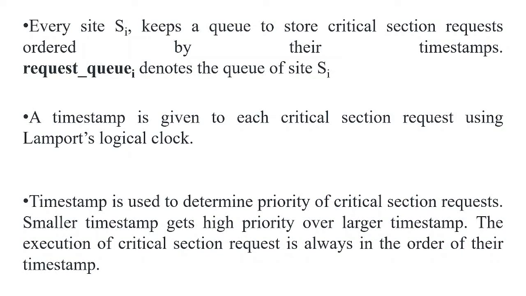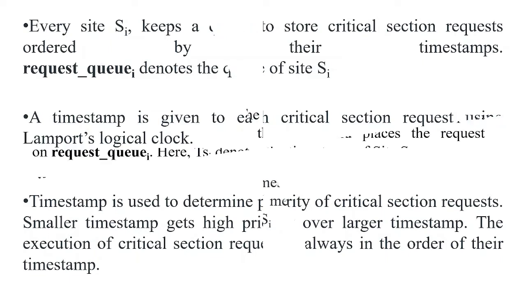Every site S keeps a queue to store critical section requests ordered by their timestamp. Request queue denotes the queue of site S. A timestamp is given to each critical section request using Lamport's logical clock. Timestamp is used to determine priority of critical section requests. A smaller timestamp gets high priority over a larger timestamp. The execution of critical section requests is always in the order of their timestamp.